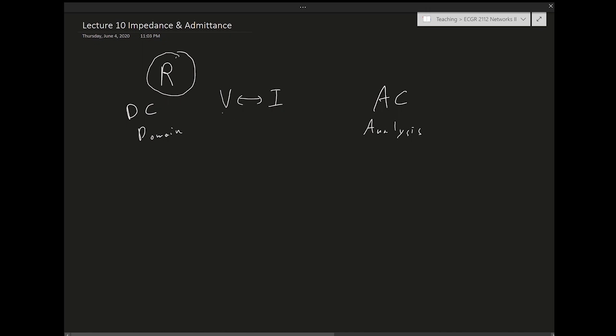we don't work with voltages and currents directly. We work with the phasor representation of a voltage and the phasor representation of a current, right? And then there's a relationship between them, and that relationship is described using impedance, which is the analog of resistance, and admittance, which is the analog of conductance, right?